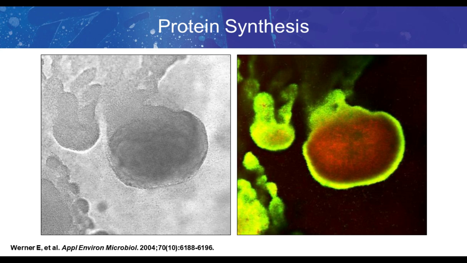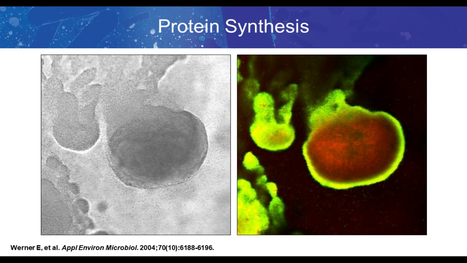So this is a Pseudomonas aeruginosa biofilm, and you can see this has been stained to show newly synthesized protein in green, and again with the red counterstain. And you can see that all the bacteria that are actively synthesizing protein are at the periphery of the biofilm. And in the center of the biofilm are dormant cells.